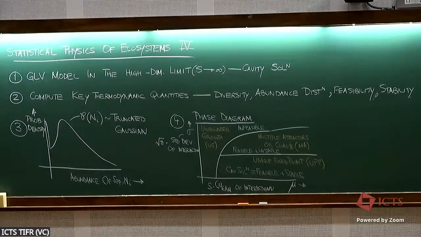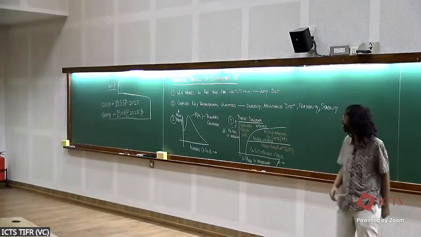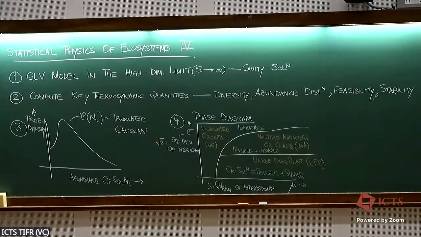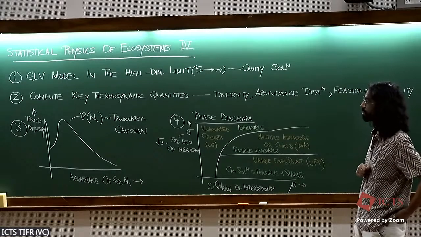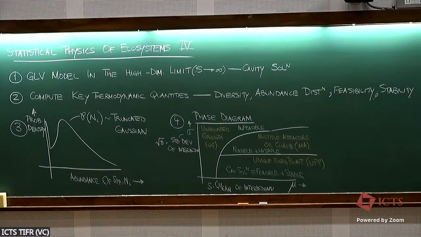Welcome to class 4. We're going to continue on with the discussion of the generalized Lotka-Volterra model in the high diversity or high dimensional limit. That's the limit where the number of species S that you put in goes to infinity. We're going to go back and start off from the cavity solution that we derived yesterday using the cavity method. And then we'll go on to compute these key thermodynamic quantities that we said we wanted to compute yesterday.